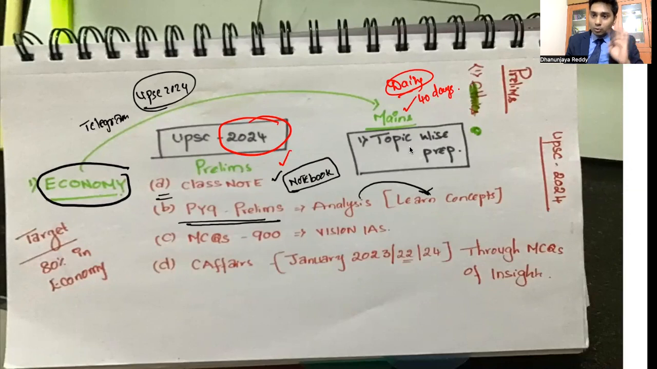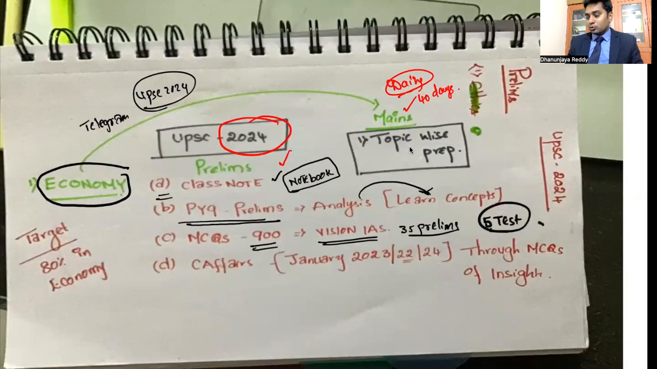What you have to do from your end is, for economy, I always focus on 900 MCQs to learn the subject. You can learn this from Vision IAS. What do I mean by Vision IAS? Every year Vision IAS conducts 35 prelims tests in its test series. In that there will be 5 tests for 2024, so 5 tests of Vision where there will be 500 questions.